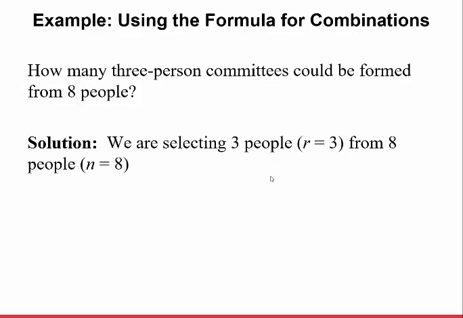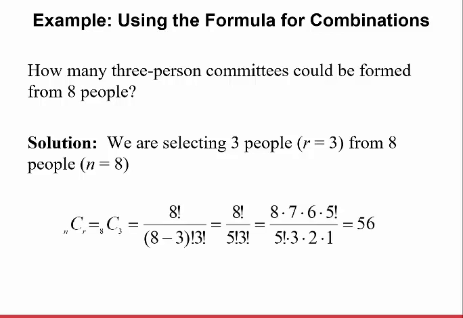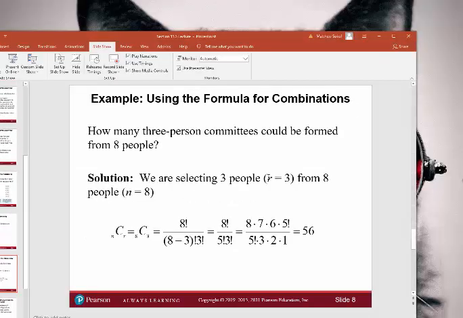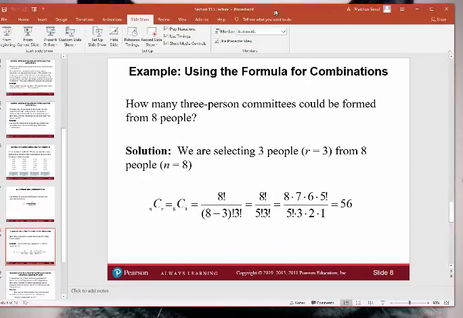Okay, so let's do some examples. How many 3-person committees could be formed from 8 people? So we're selecting 3 people from 8. Just using your formula here, this would be 8 choose 3, or 8 factorial divided by 8 minus 3 factorial times 3 factorial, which ends up being 8 factorial divided by 5 factorial times 3 factorial. Now you can go through and try to do this by hand, but I want to show you how you can do this very, very easily with your graphing calculator.